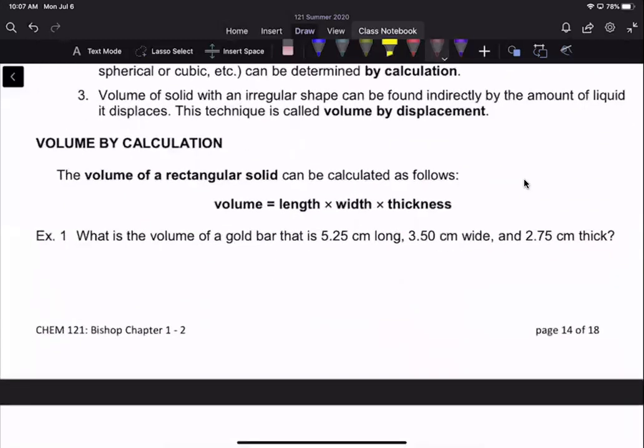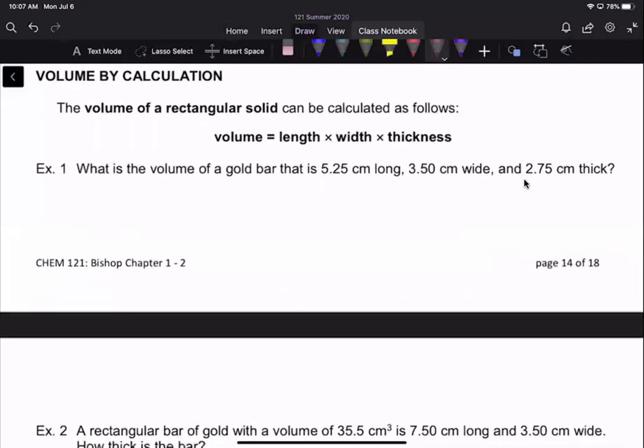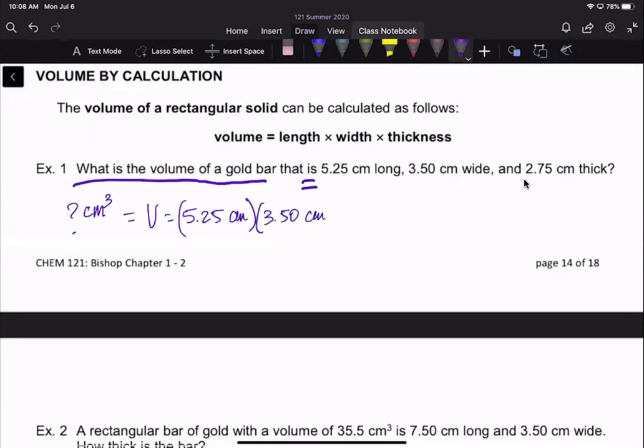If you have a rectangular solid, the volume is calculated as length times width times height. So let's calculate the volume of a gold bar that is, there's my equals, and there are our 3 dimensions. So volume, this will be how many centimeters cubed. And that is 5.25 centimeters, 3.50 centimeters, and 2.75 centimeters.